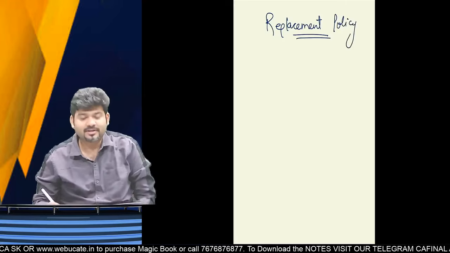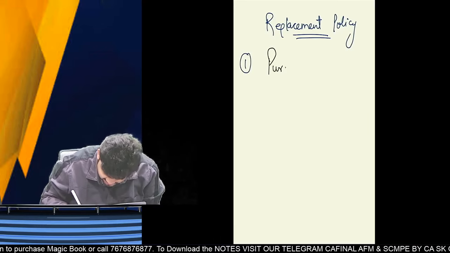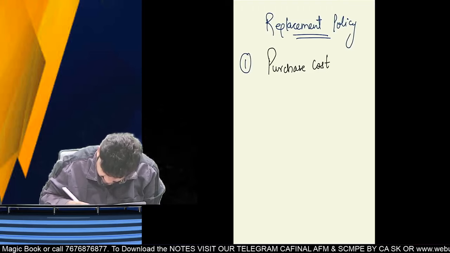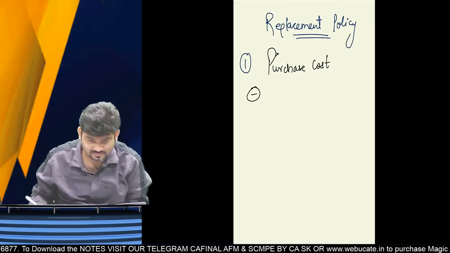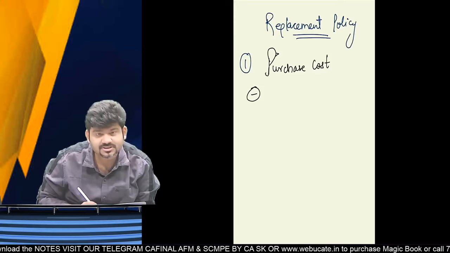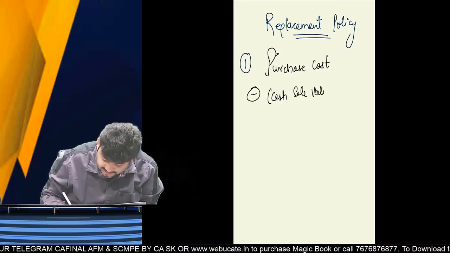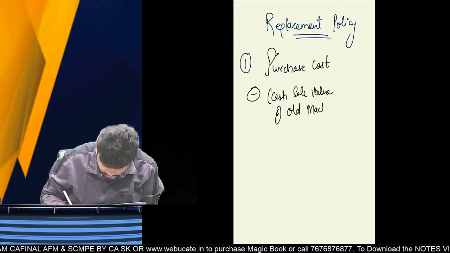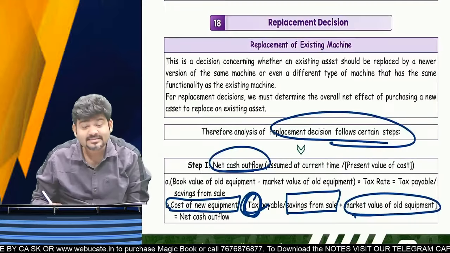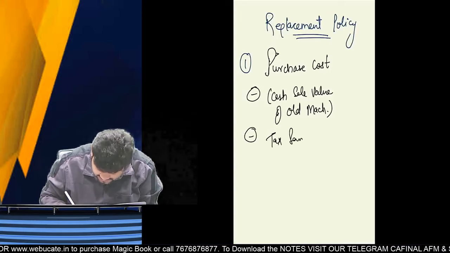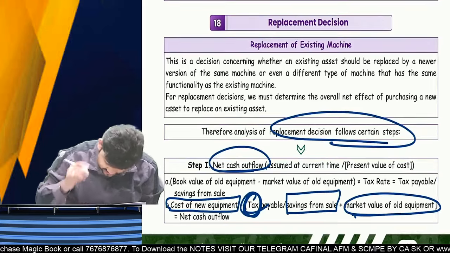Now, how do you calculate the replacement policy? The first step will always be purchase cost minus cash sale value of old machine. So any money that we have got, less; then the next is tax savings from sales. Sir, how will it result into a tax saving from sale? Can anybody tell me? The answer is yes.